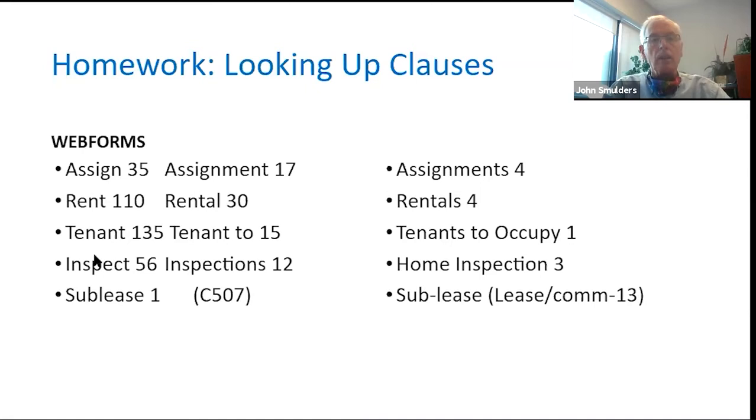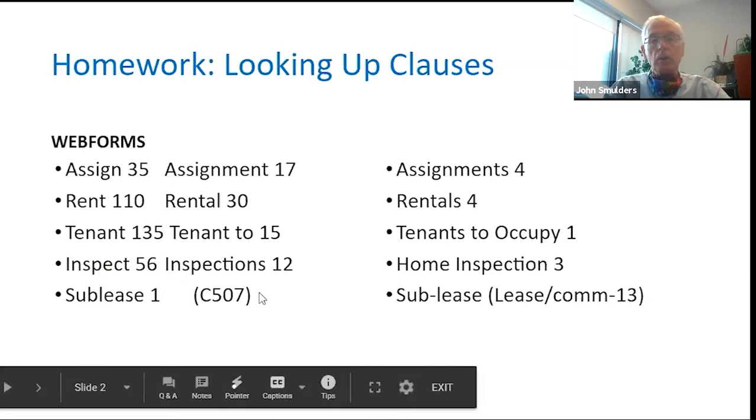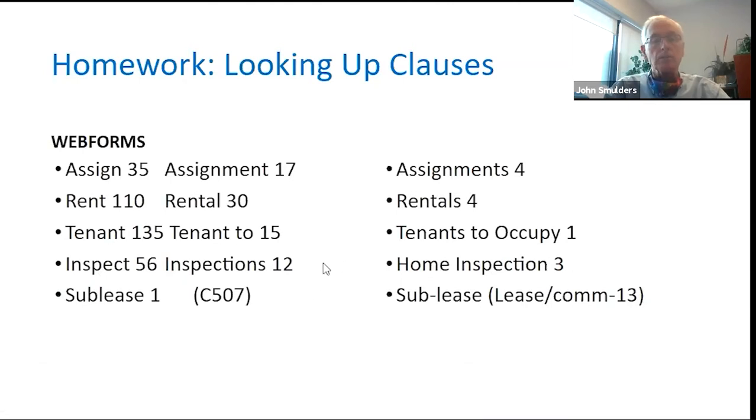Tenants, same thing. Tenant, if you just put in tenant, 135 responses, my goodness. If you put in tenant to, as in tenant to do something, you get 15. And if you're specific, you get 1. Same for these ones as well for home inspections.